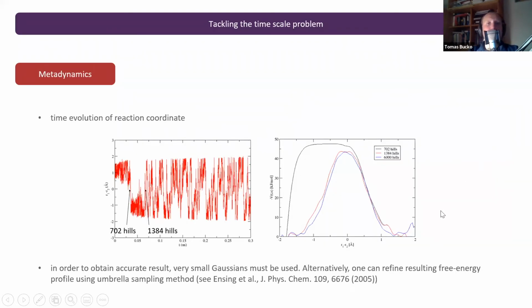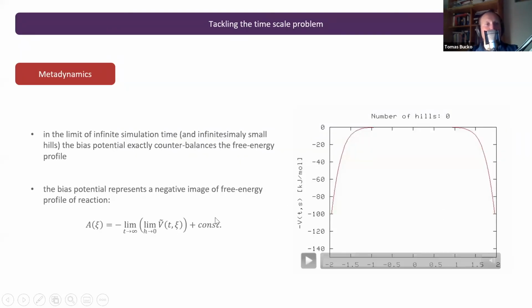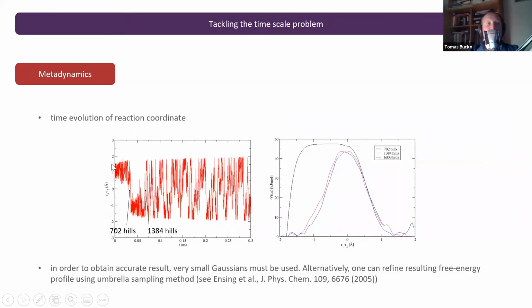Okay. Now, in the limit of infinite simulation time, the bias potential exactly counterbalances the free energy profile. Therefore, the negative image of the bias potential represents, and in a real, finite-time simulation represents an approximation to, the free energy profile. Okay. Now here you can see how a reaction coordinate parameter changed during simulation.